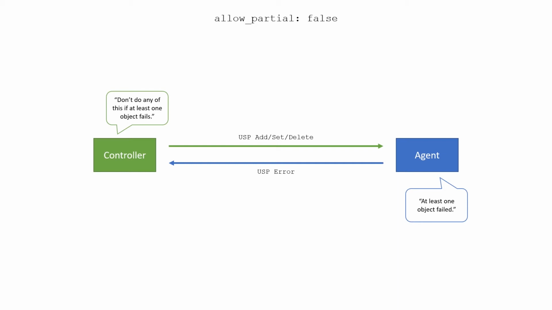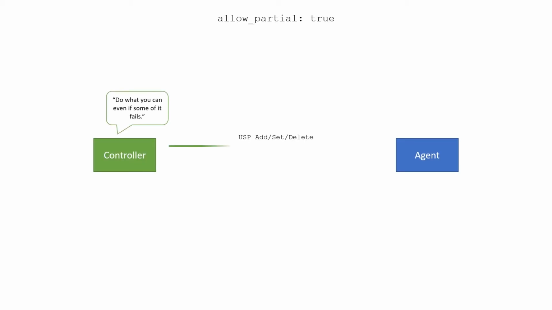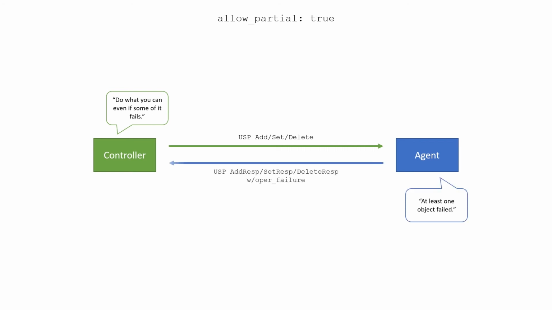If the allow partial flag is set to true, the controller wishes the agent to make any changes it can, even if some of them fail. This rarely results in an error response from the agent, favoring instead a response message that contains detailed information about which operations succeeded or failed.